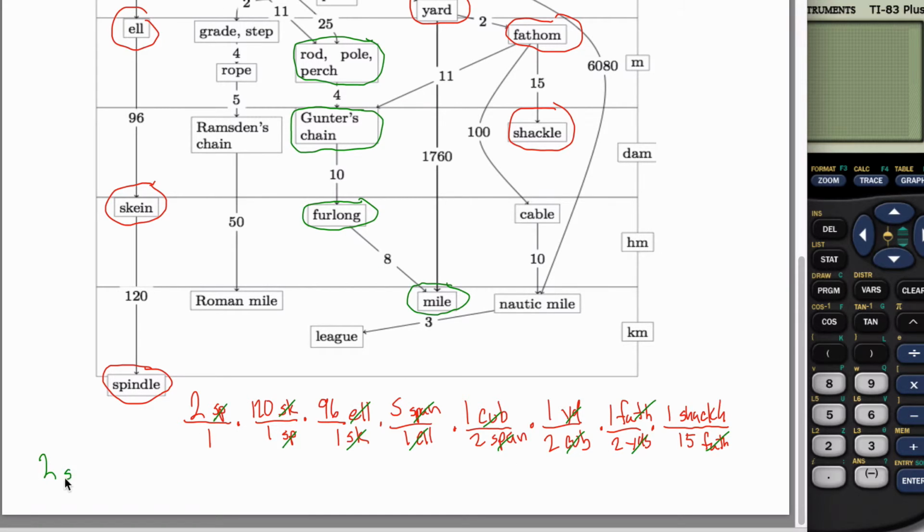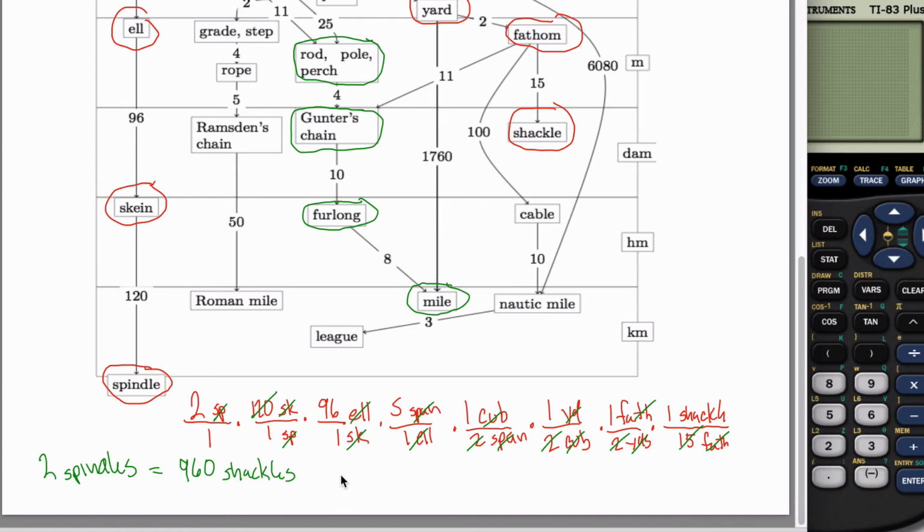Let's see, I started out with 2 spindles. And 2 times 120 times 96 times 5, divided by, and then on the bottom I got a 2, a 2, a 2, and a 15. So 2 times 15 is 30, times 2 is 60, times 2 is 120, which is awfully convenient. That takes this 120 and cancels it out with this 120. So all I've got to do is figure out what's 2 times 5 times 96. That's pretty easy because 2 times 5 is 10, and 10 times 96 is 960. So what I figured out is that 2 spindles, my original unit, is 960 shekels, apparently.